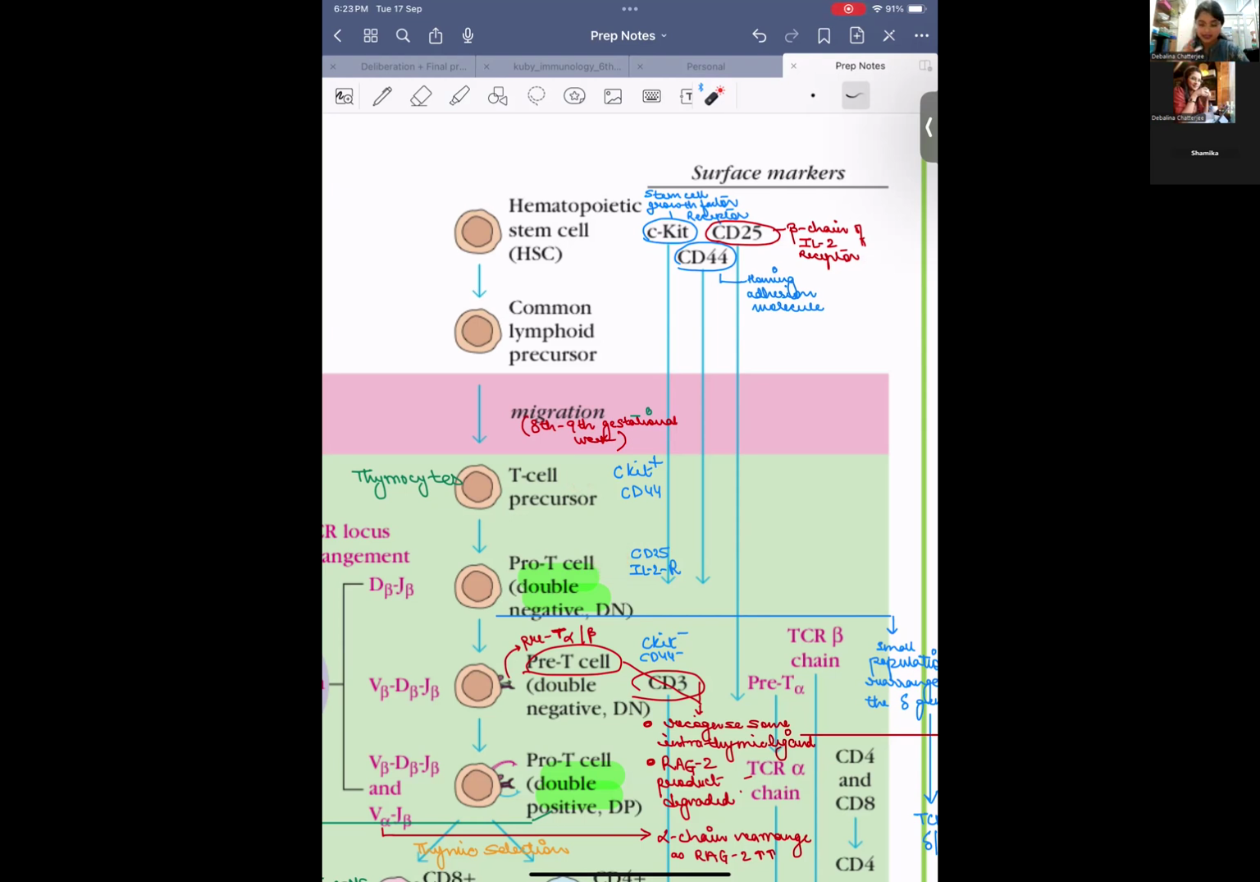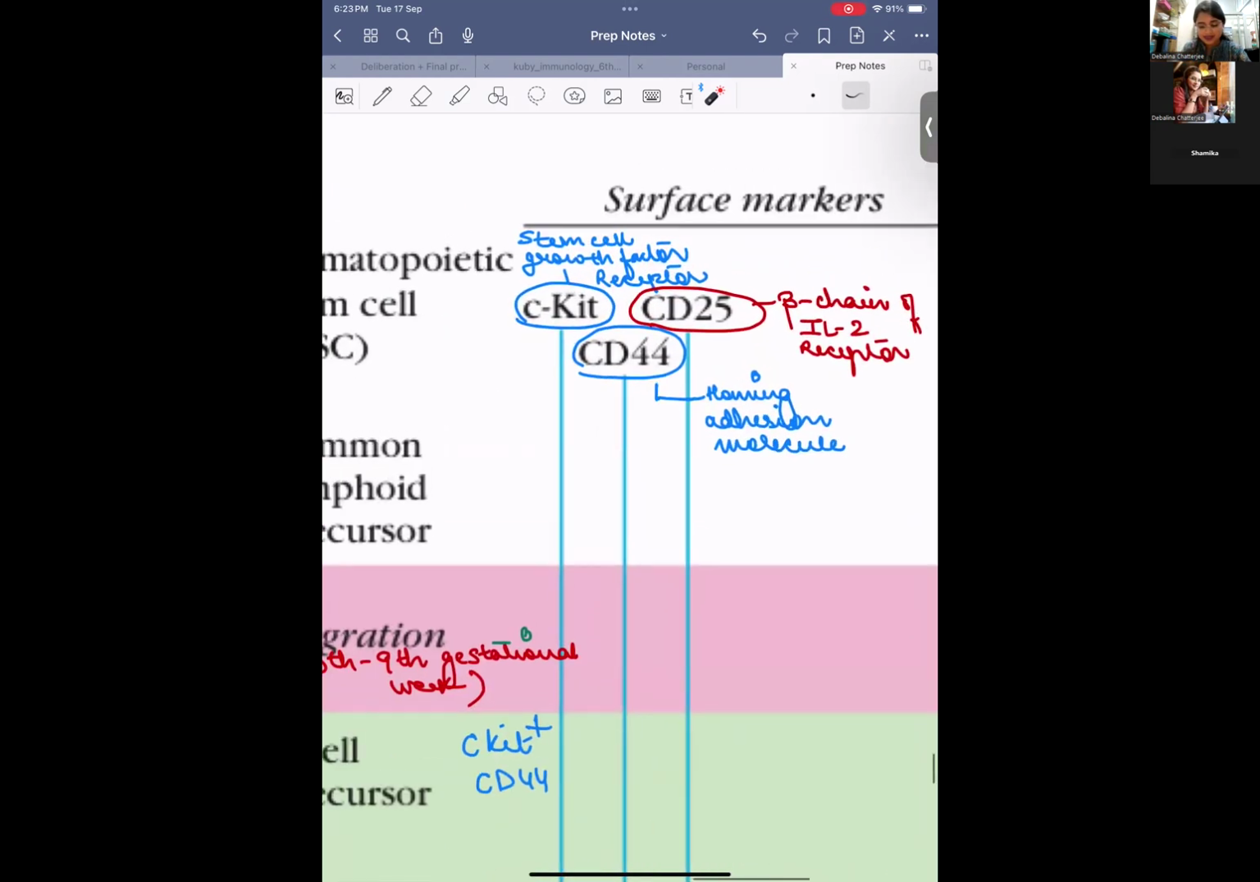So the first cell that every blood cell starts from is the hematopoietic stem cell, and we have c-KIT, CD44, and CD25 markers present on the surface of these hematopoietic stem cells. So what is c-KIT? c-KIT is basically a receptor. It's a receptor to the stem cell growth factor.